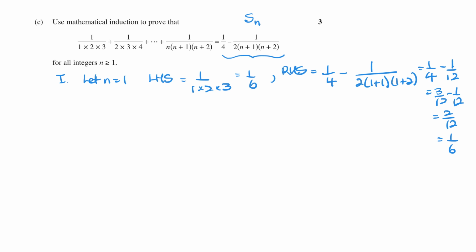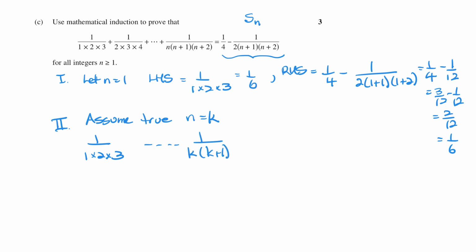one possible case. Then our second task is just to say, well, okay, let's assume that it's true for any value of n, and we're going to let that value of n just be k. So we have to write this thing down, and I'll be a bit briefer here. So going all the way up to the kth term, k plus 1 and k plus 2, and we're going to assume that that is equal to what our formula says, which is 1/4 minus 1 on 2 times k plus 1 and k plus 2.